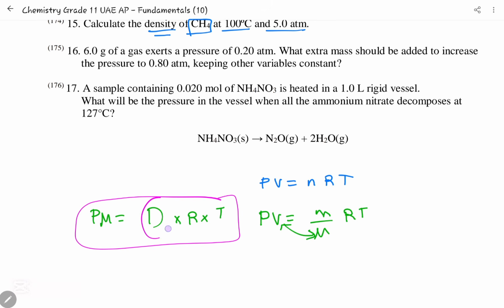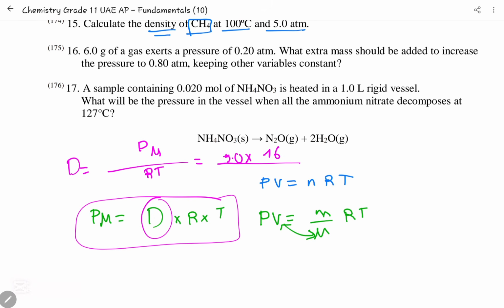So now they want us to find the density. So density would be equal to PM over RT. So what's the pressure? The pressure is 5.0 atmospheres times the molar mass of CH4. It's going to be 12 plus 4. That's 16. So 16 divided by R.